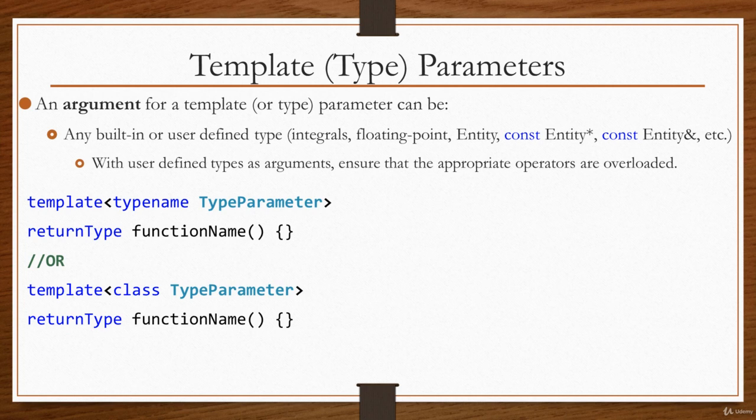I would like to reiterate that with user-defined types as arguments, you have to ensure that the appropriate operators are overloaded, and also remember that while I use typename for the type parameters, you can also use class.